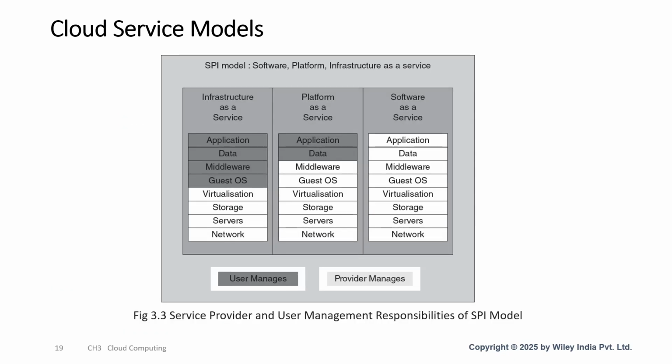Now, if you see this diagram, what it shows here is infrastructure as a service. It provides virtualization, storage, servers, and network. But when you talk about platform as a service, apart from virtualization, storage, servers, and networks, it also provides support for middleware and guest operating system. If you say software as a service, it provides access to all these services provided by IaaS and PaaS.